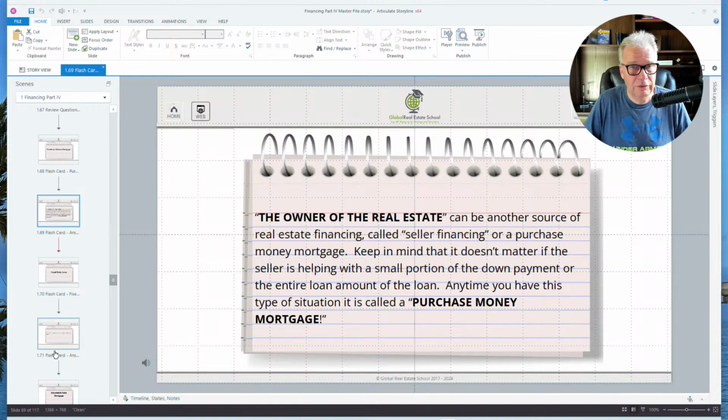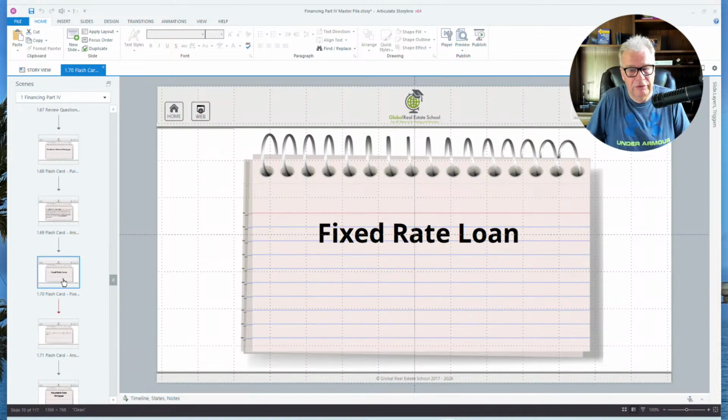The question wants to know, what kind of mortgage is this, even if the seller is just financing part of the mortgage? And as you can see here, it would be considered a purchase money mortgage. So the owner of the real estate can be another source of real estate financing called seller financing or a purchase money mortgage. Don't forget that. Keep in mind, it doesn't matter if the seller's helping with a small portion of the down payment or the entire loan amount. Anytime you have this type of situation, we call that a purchase money mortgage.